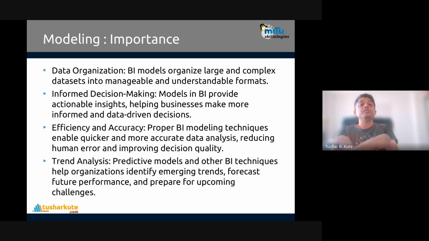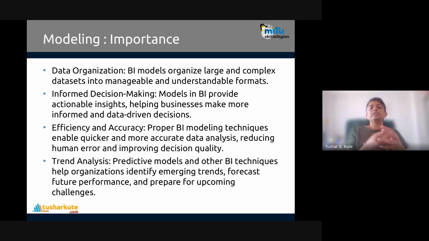Or we can have efficiency and accuracy from the same. I want data to get efficient and accurate results. Proper BI modeling techniques enable quicker and more accurate data analysis. How? By reducing human error and improving decision quality. That's possible. Trend analysis is one of the outcomes of the modeling, and that's why it is important.